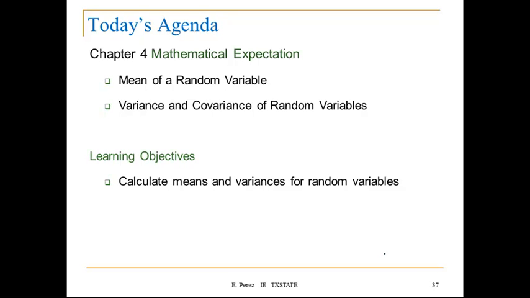In summary, in this lecture we covered the material on mathematical expectation, which is chapter 4 of your textbook. Specifically, we discussed the expectation or the mean for a random variable, and also how to get the covariance and the variance of a random variable. The learning objectives were to calculate means and variances for random variables. This finalizes the lecture on mathematical expectation.